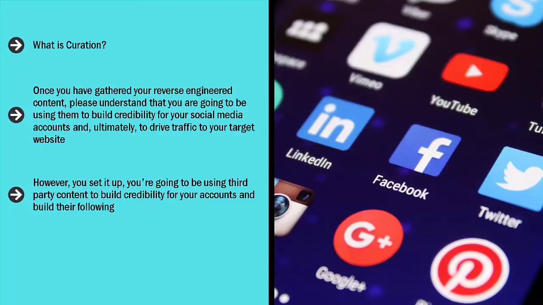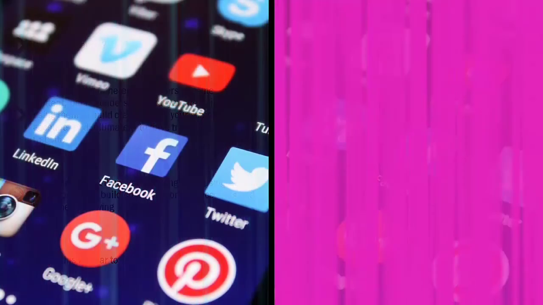What will pull traffic from those accounts to your target pages, blogs, or resource sites are specific pieces of content or ads that you rotate in between curated content. I hope this is clear to you. You're going to be publishing curated third-party content on your social media account.